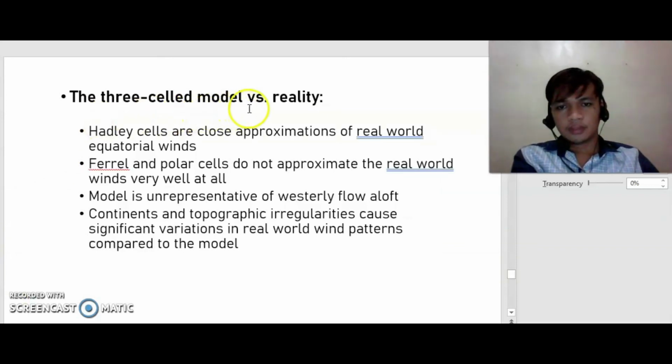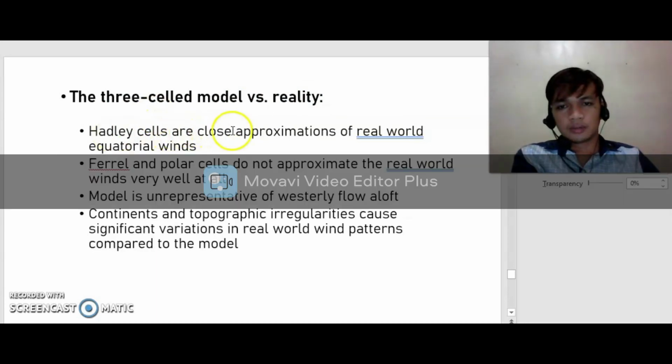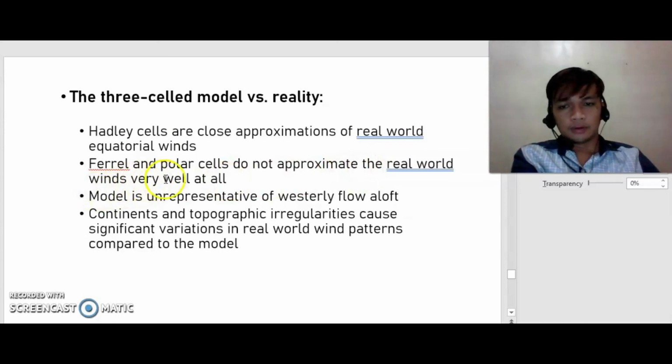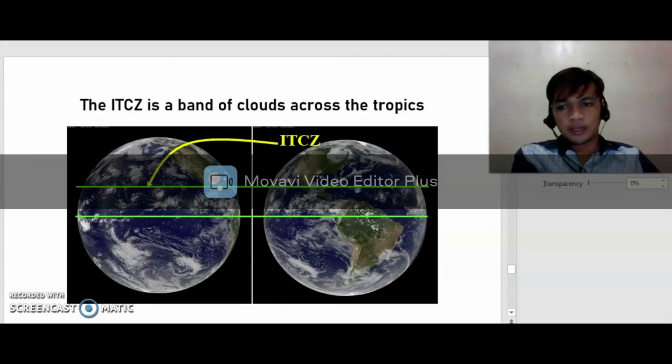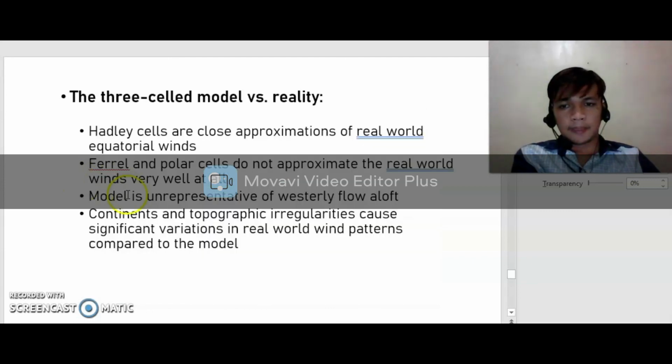The three-celled model versus the real observation. So Hadley cells are close approximations of the real-world equatorial winds. So Ferrel and Polar cells naman do not approximate the real-world winds very well at all. Okay, so yung kung nakita nyo dito sa letter B, no? So hindi siya totally the same as what we are expecting or what is ideal.